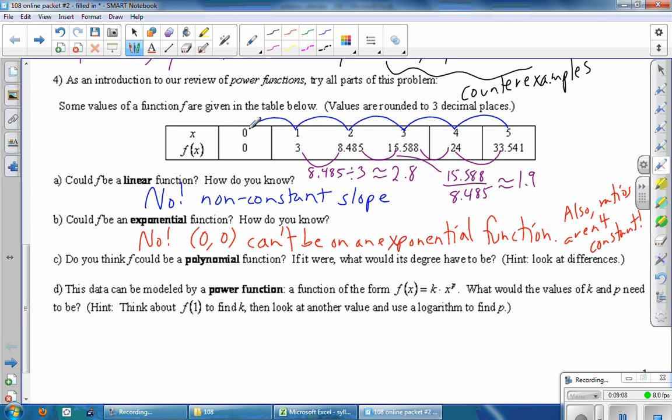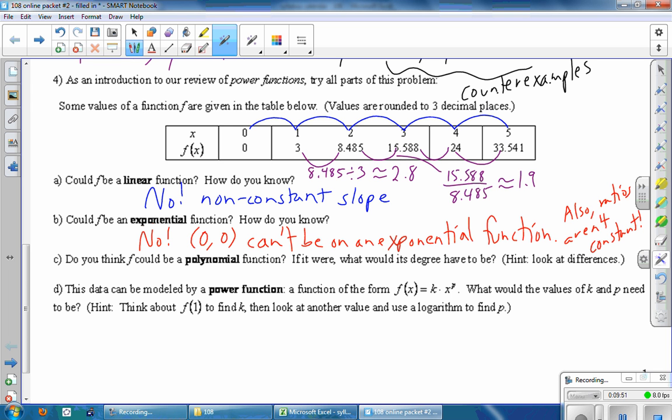Part C, do you think f could be a polynomial function? If it were, what would its degree have to be? Hint, look at differences. So our first project of the semester was about finding the differences, making difference tables. And we saw that if you had a polynomial, eventually you had a row that was all the same, and then the next row was all zeros. So if you essentially make a difference table here, I'm not going to do it, but if you subtract these, subtract these, and then subtract these two numbers that you get and keep working your way down, if you eventually get a row that's the same, then sure, it's polynomial. But in this case, we run out of numbers before we get to a row that's the same.